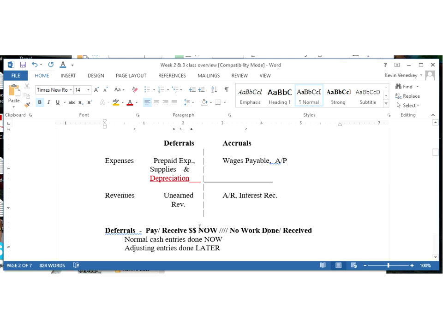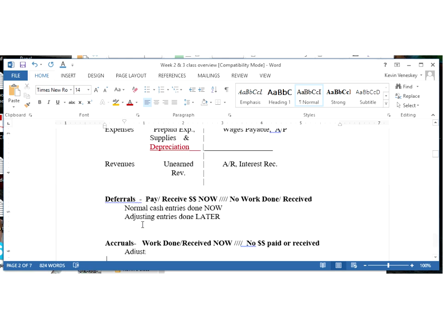So we're going to do the normal entry with these usually up front because money was involved. When cash is involved, I know I have to do a journal entry. It's only later that I need to update those journal entries and adjust them when it's not necessarily clear that that needs to happen. So we're going to remember deferred means money was involved up front, but no work was done yet.